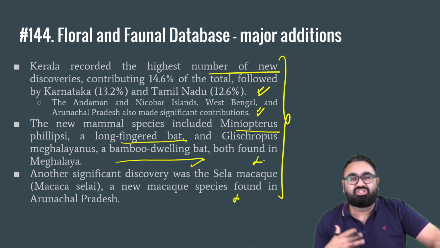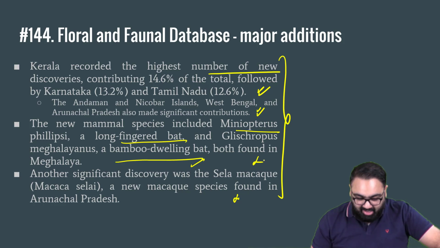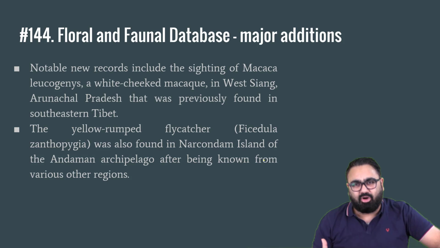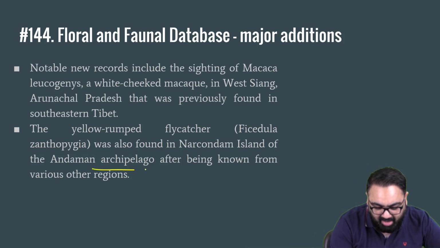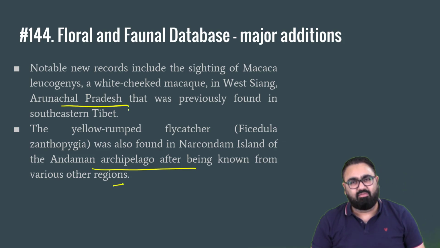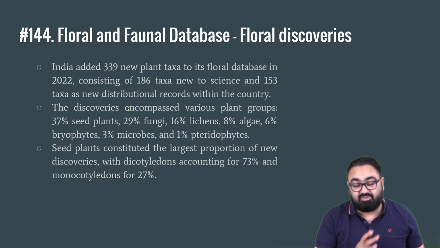So don't focus on this. Focus on the fact that which states were the ones that contributed the most new animal species. That was Kerala, then Karnataka, and then Tamil Nadu. Then there were other important species as well that were found in different parts in Andaman and other areas such as Arunachal Pradesh, wherever we do have significant biodiversity.